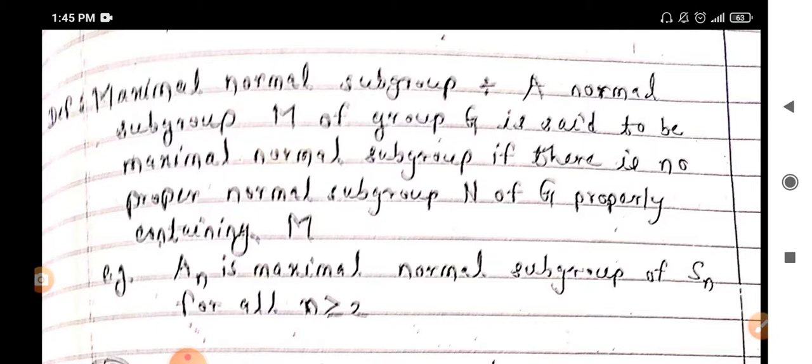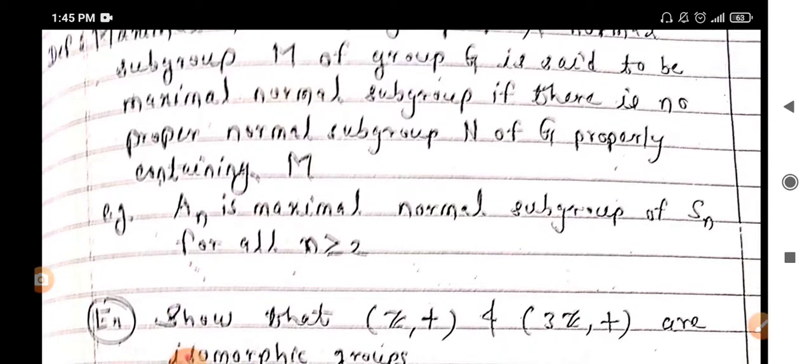म्हणजे काय, पहिल्यांदा तो नॉर्मल सबग्रुप असला पाहिजे आणि सगळ्या नॉर्मल सबग्रुपमध्ये तो मॅक्सिमम पाहिजे, which is called as maximal normal subgroup. For example, A_n is a maximal normal subgroup of S_n for n greater than or equal to 2.